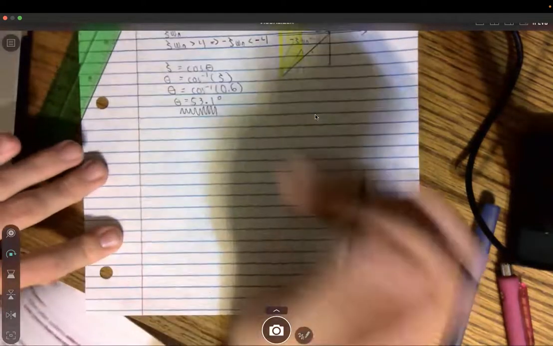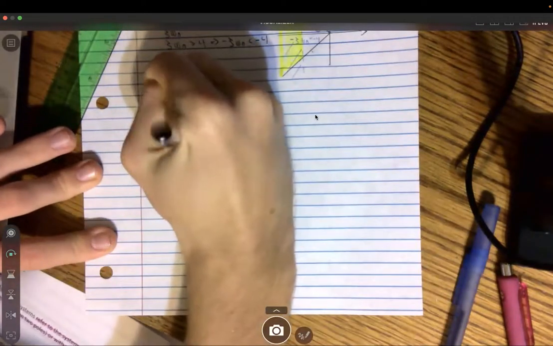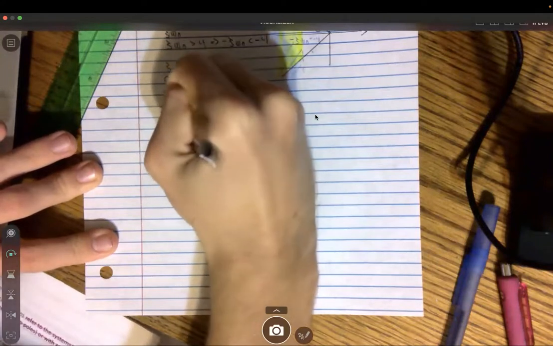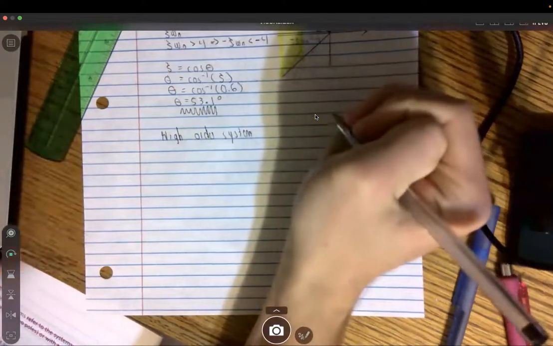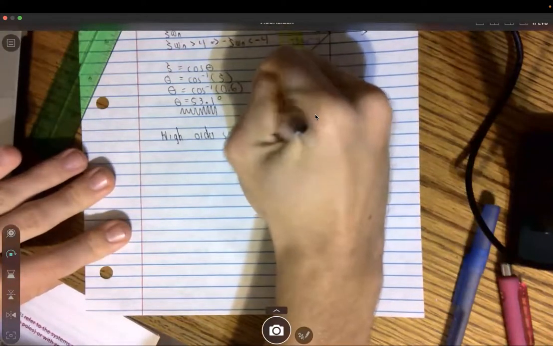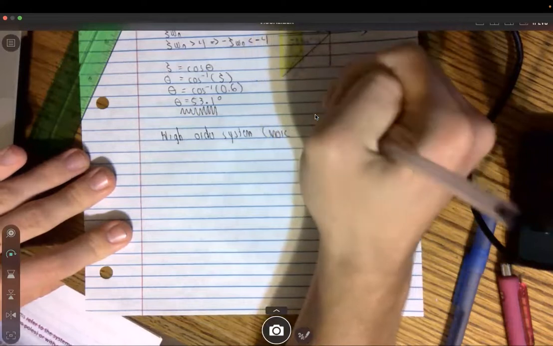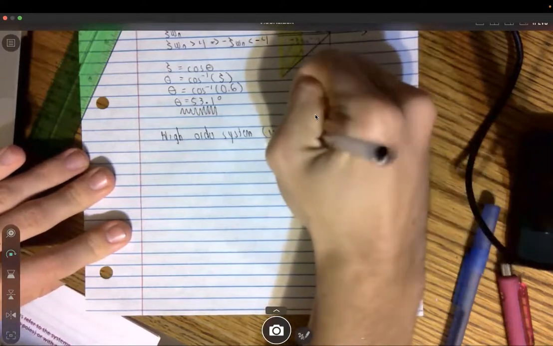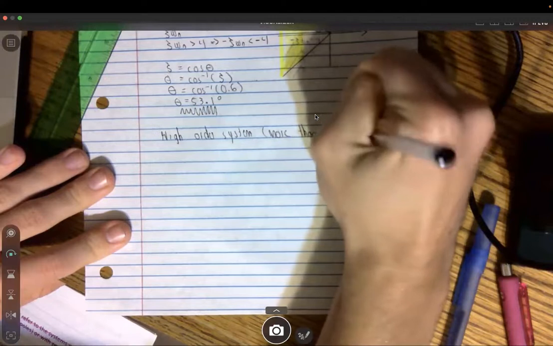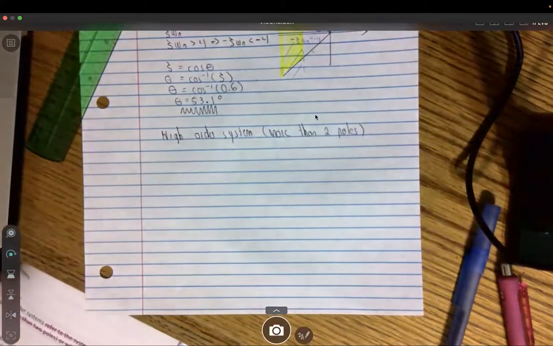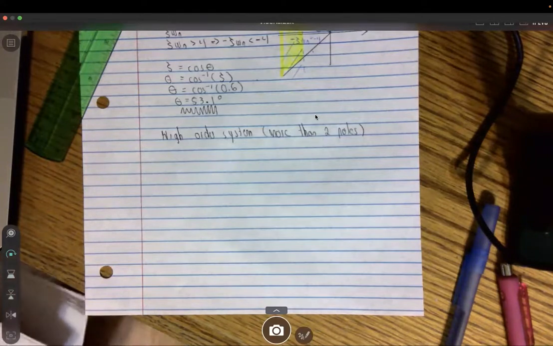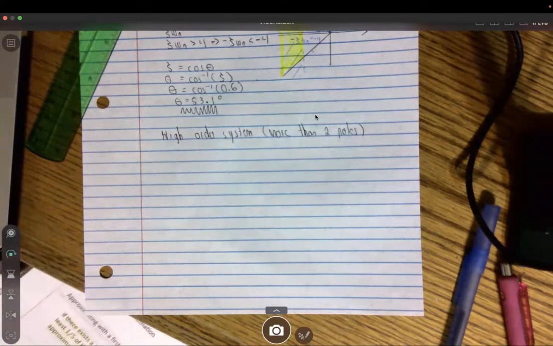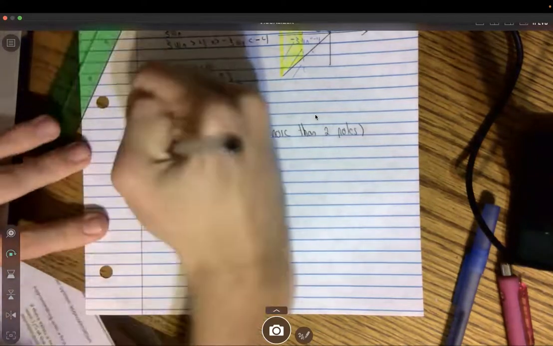Okay, now that we talked about that example, we're going to look at higher order systems. So this would be more than 2 poles. Because remember, if you have 1 pole, it's first order. If you have 2 poles, it's second order. So more than 2 poles. So for higher order systems, we can approximate them. So how can we approximate these higher order systems?